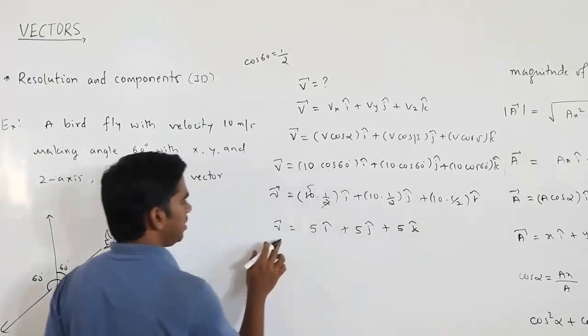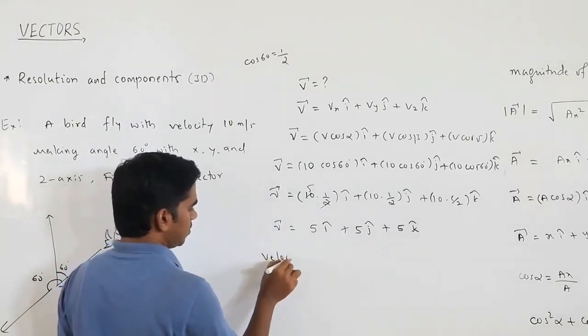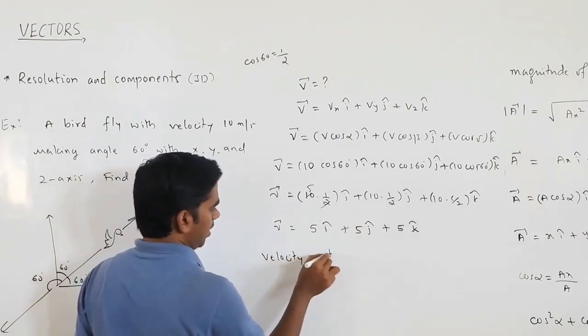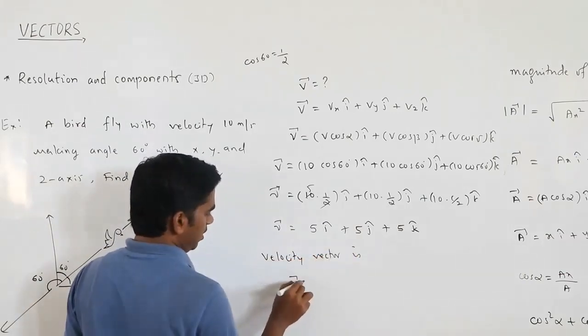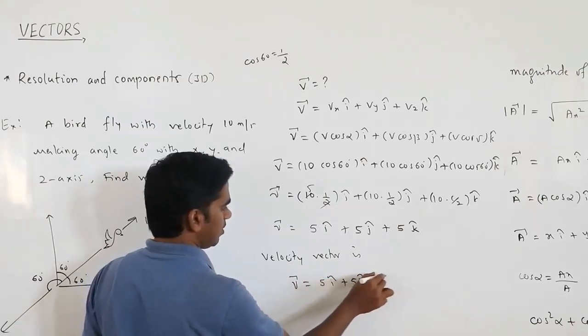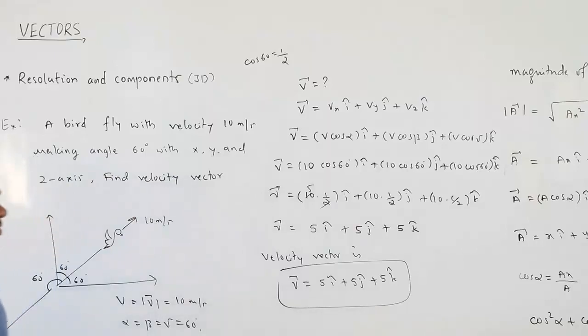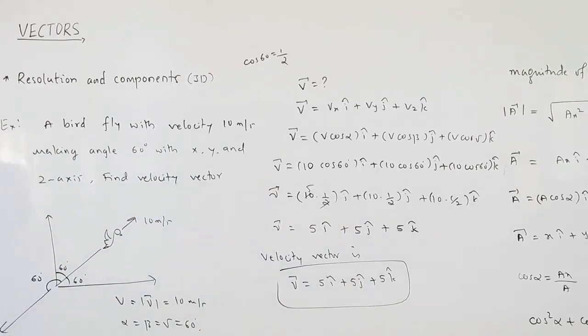Okay, so this is what they are asking. So the velocity vector is V equals 5 i cap plus 5 j cap plus 5 k cap. This is how we can calculate the vector when they give the angles.